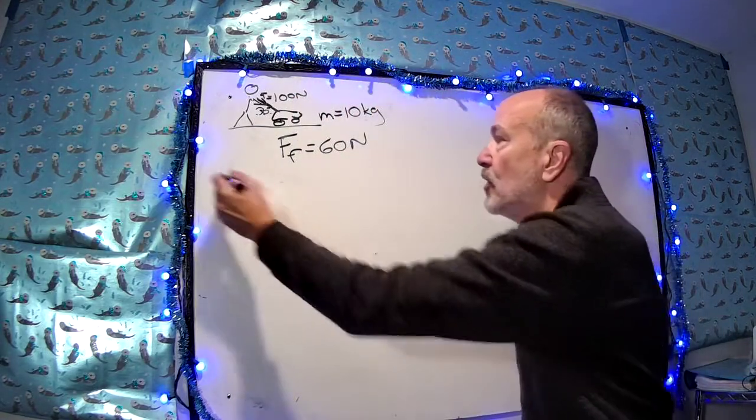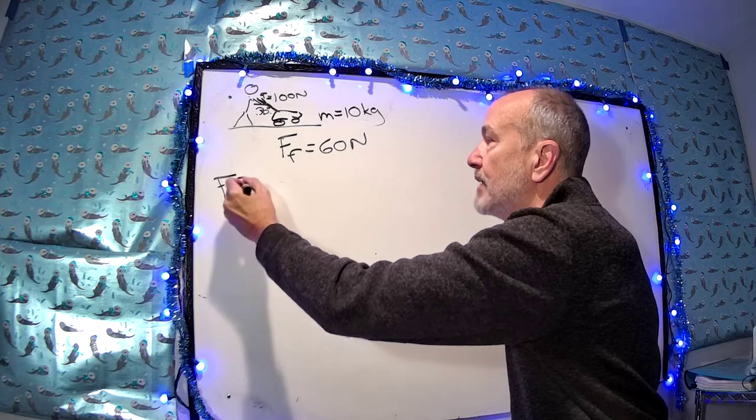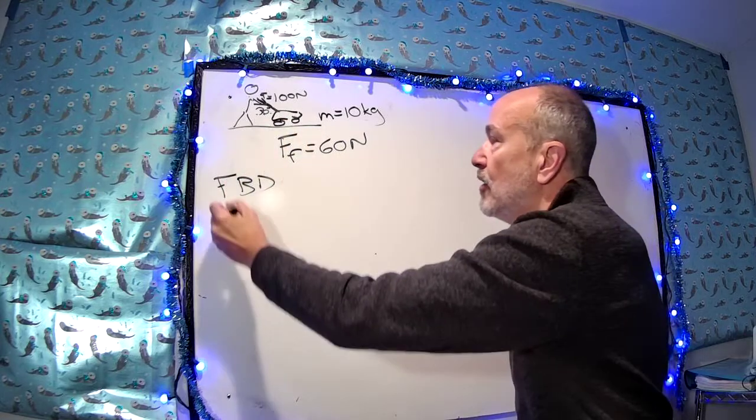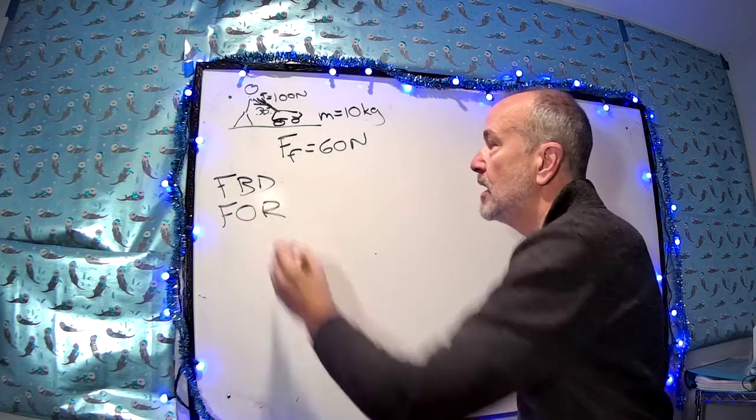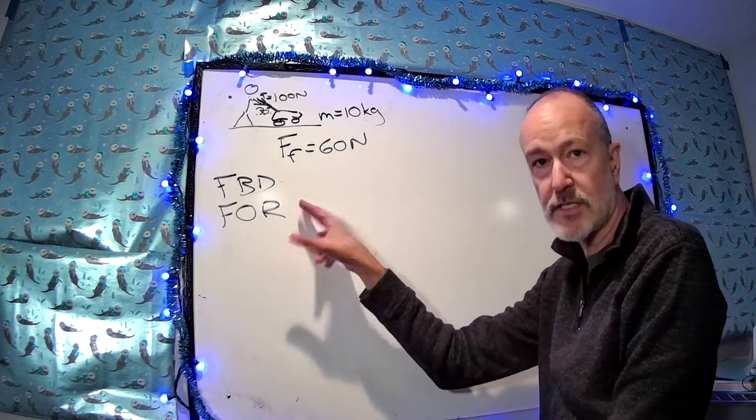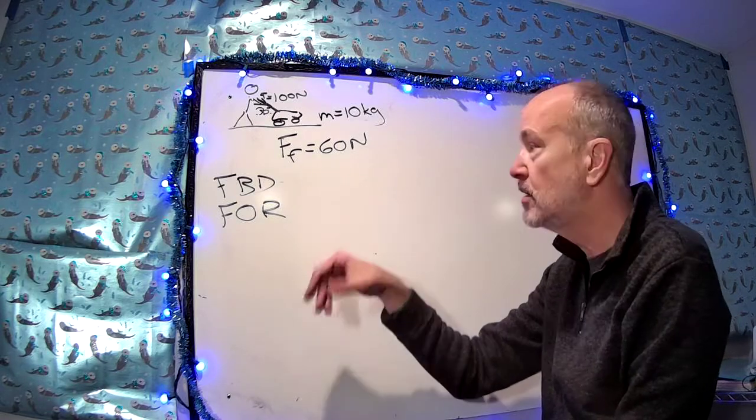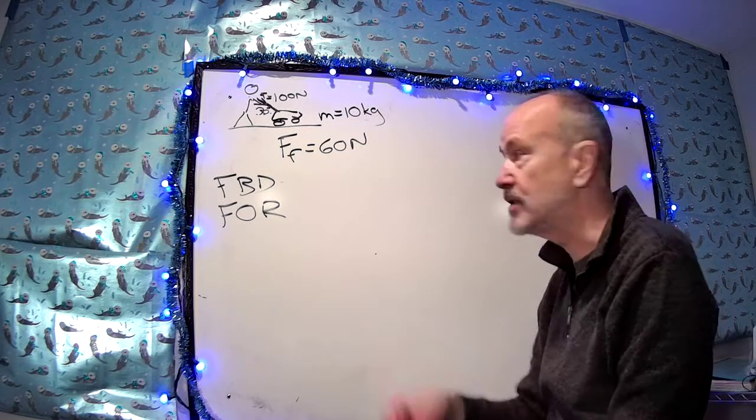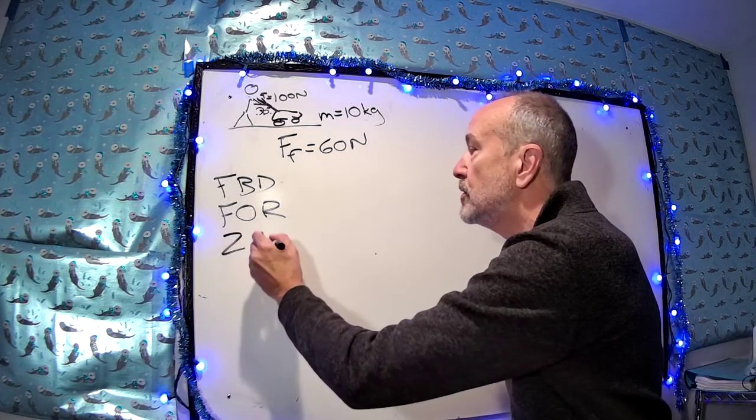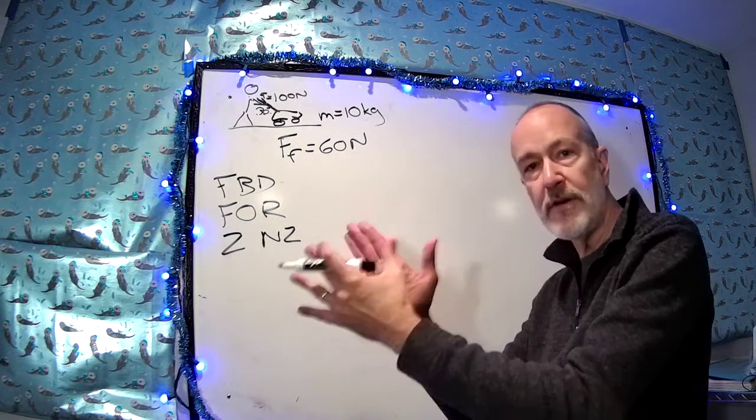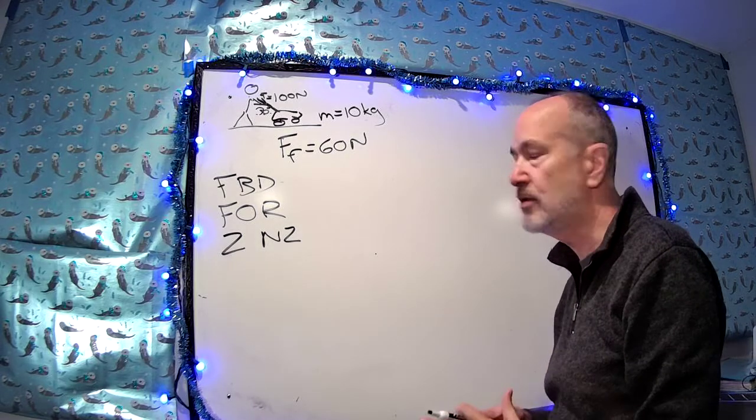So once again, the approach: free body diagram, that's not a free body diagram there, frame of reference, and what I mean by that is pick positive directions for x and y, and make sure all the angled vectors are in those two directions, and then two Newton's second law equations. Free body diagram, frame of reference, two Newton's second law equations.